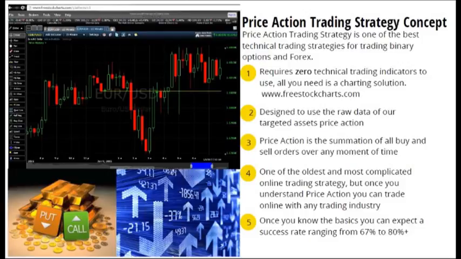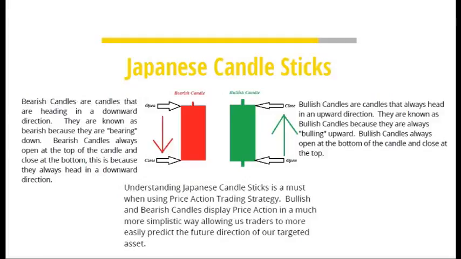Price action trading strategy is one of the oldest and most complicated online trading strategies. It takes a while to learn. It takes a lot of practice to get really good with it. But once you understand price action, you can trade in basically any online trading industry, since you're just looking at the asset's live feed and better predicting which direction it's going to go. Once you know the basics, you can expect a success rate ranging from 67 all the way up to 80%. It really depends on the time of day that you're trading, what day you're trading, if it's post weekend, if it's almost a weekend, if holidays are coming up. There are a lot of other factors that play into it.